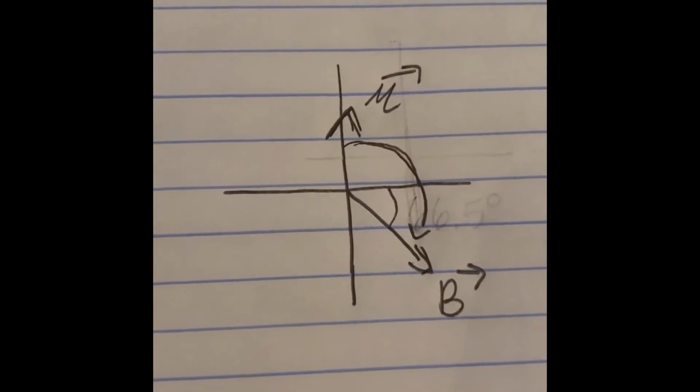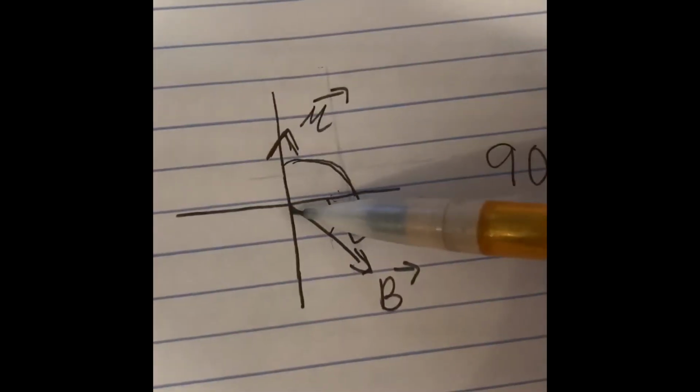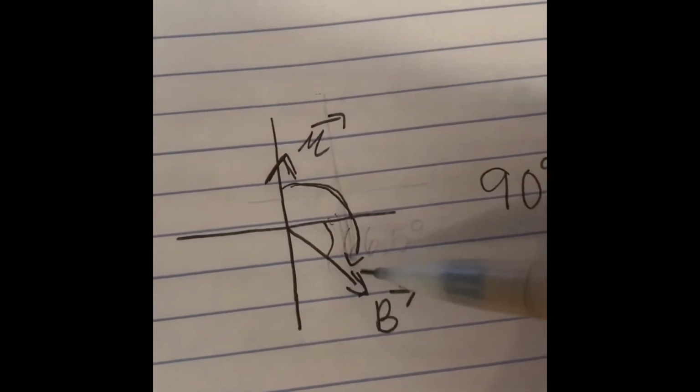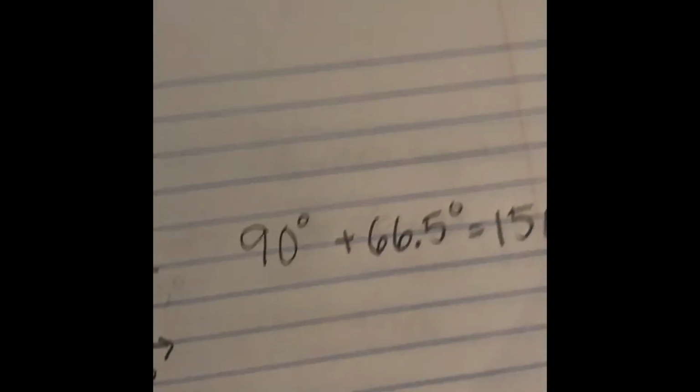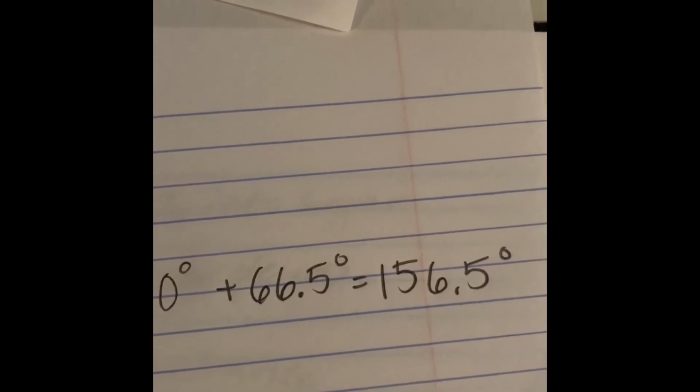From what I just explained, this diagram can be created. So right here is the angle 66.5, and then this is the dipole moment pointing straight up. So all together, that creates an angle of 90 degrees plus 66.5 degrees, which is 156.5 degrees. Now we can use the equation for torque to solve for torque. So for that, we need to know the magnetic dipole moment, the magnitude of the magnetic field, and the angle, which we just found before.